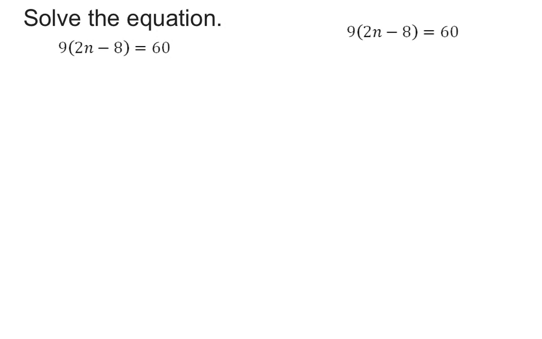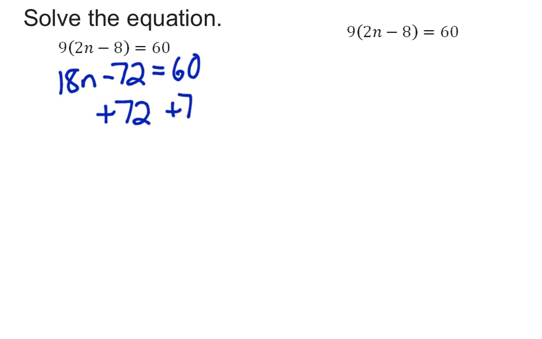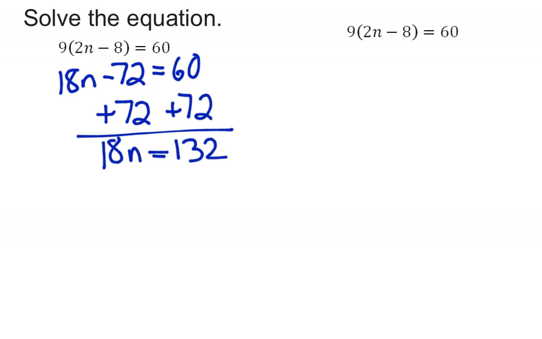If we use the distributive property, 9 times 2n becomes 18n, and 9 times negative 8 becomes negative 72, and that's equal to 60. And now I follow my procedure from the simple problem from before. Adding first to undo the add-subtract step. This leaves 18n equals 132.